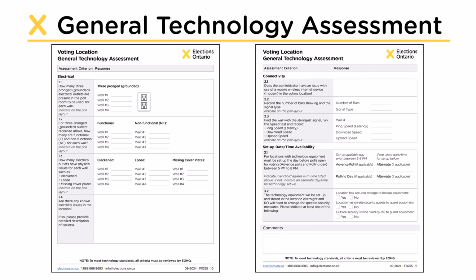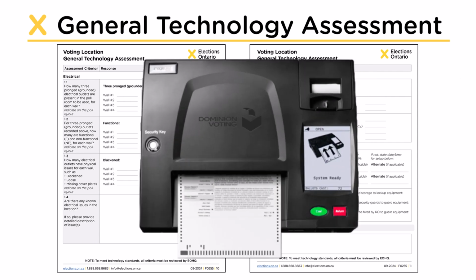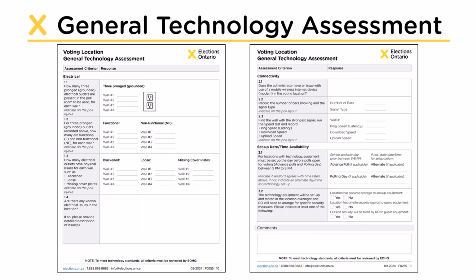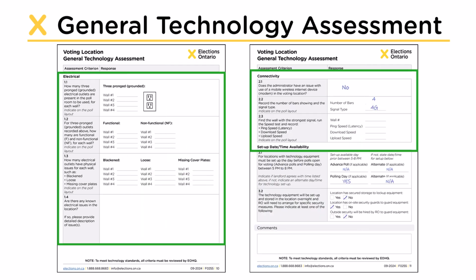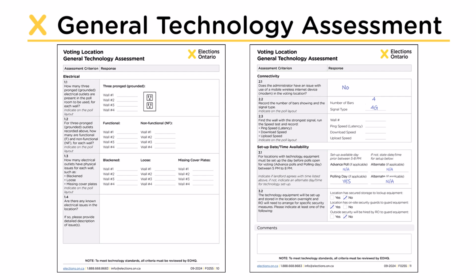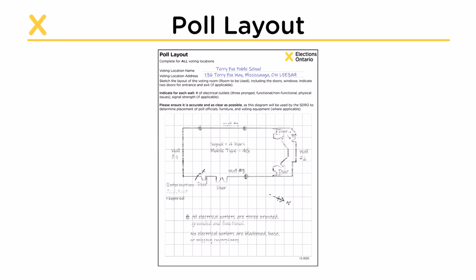The Voting Location General Technology Assessment section is to be used only for voting locations that will utilize technology. It provides electrical and connectivity assessment criteria for the voting room. It also includes information for the setup date and time, and for storage of technology equipment. On the poll layout page, you will sketch a detailed diagram of the voting room layout, including doors and windows. You also need to identify where, on each wall, the functional 3-pronged electrical outlets are located. The voting location's connectivity, for example 4G. And areas that fail to meet the minimum requirements, or where remediation is required, for example where an information assistant is required.